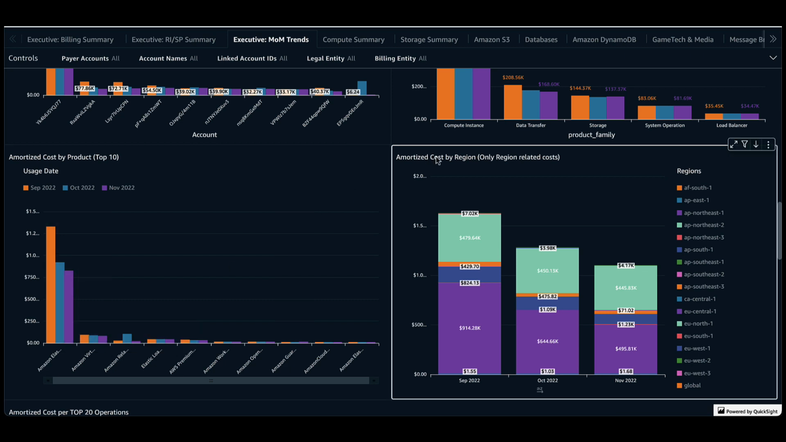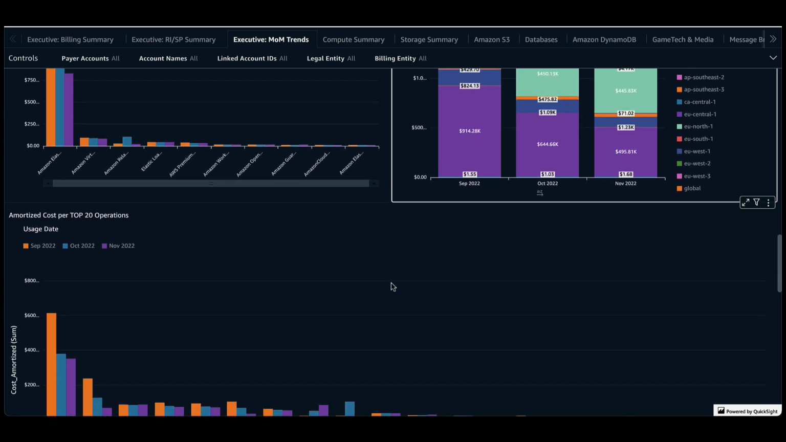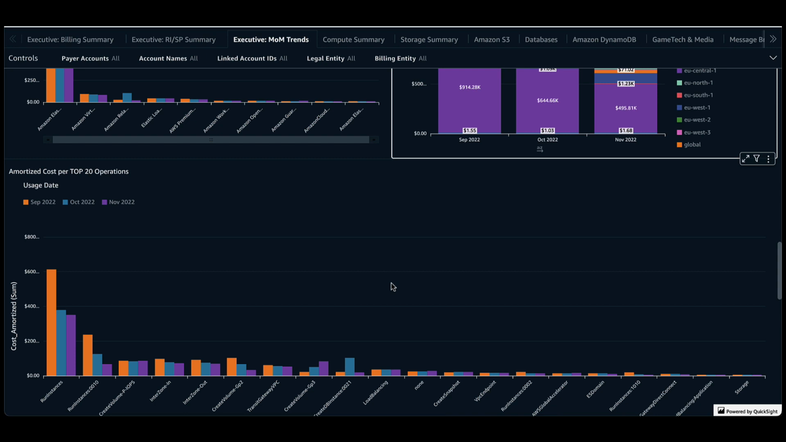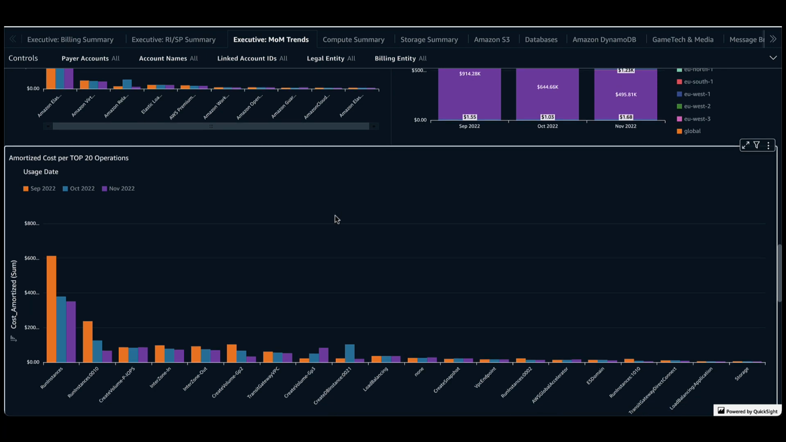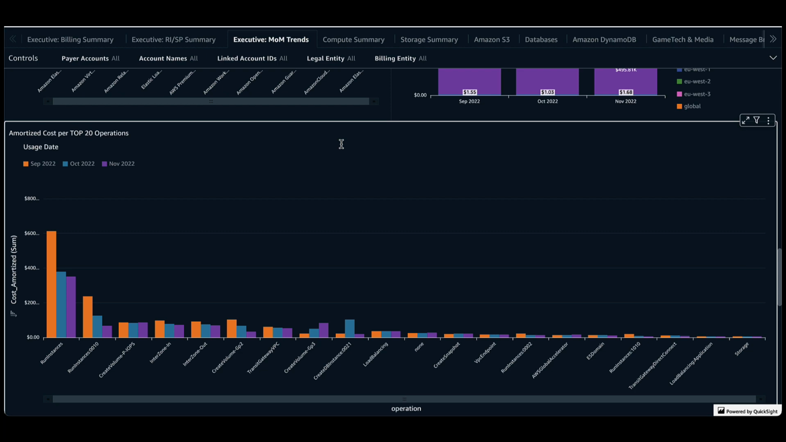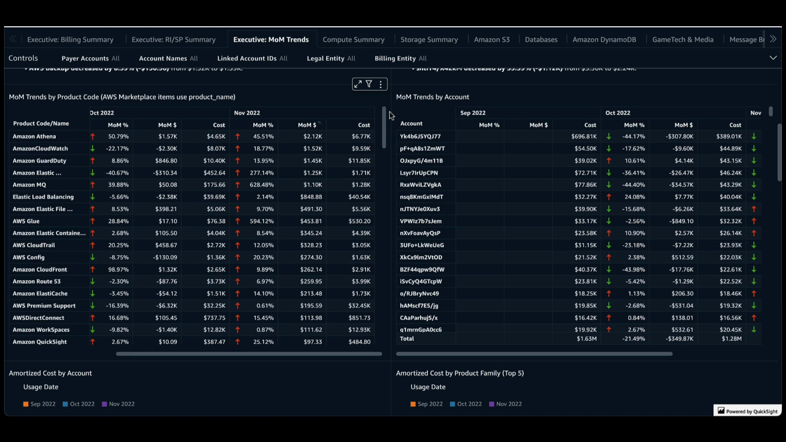And then amortized cost by region, allowing you to understand in which regions you have increase or decrease in AWS spend and usage. And to conclude, month-over-month trends part, we have amortized cost per top 20 operations, which allows you to go into deep details of understanding which API operations you spend more or less in particular months compared to previous 2 months.